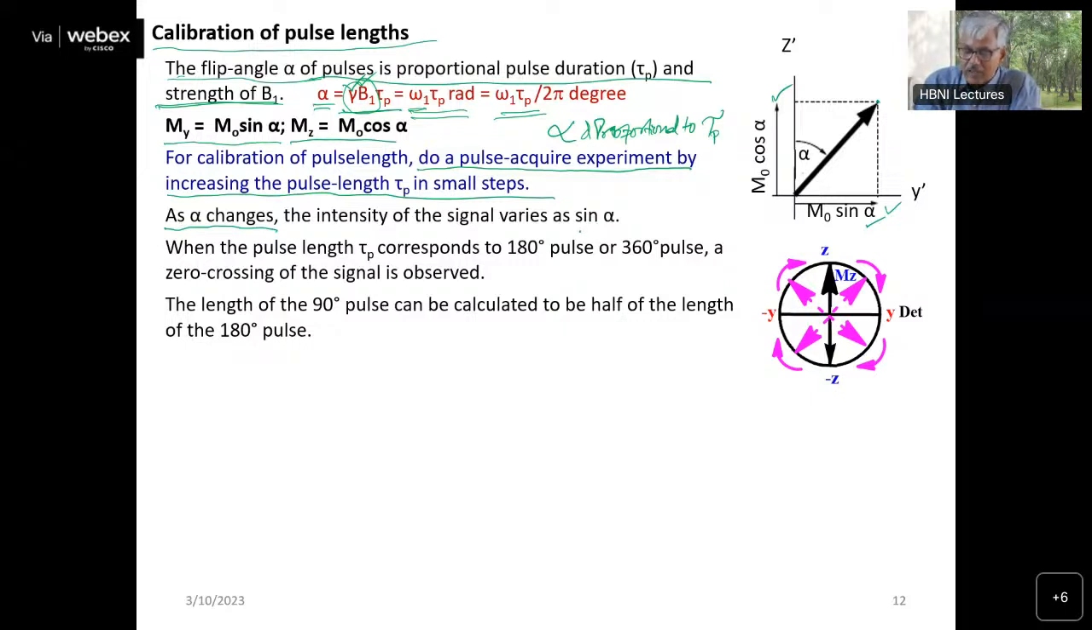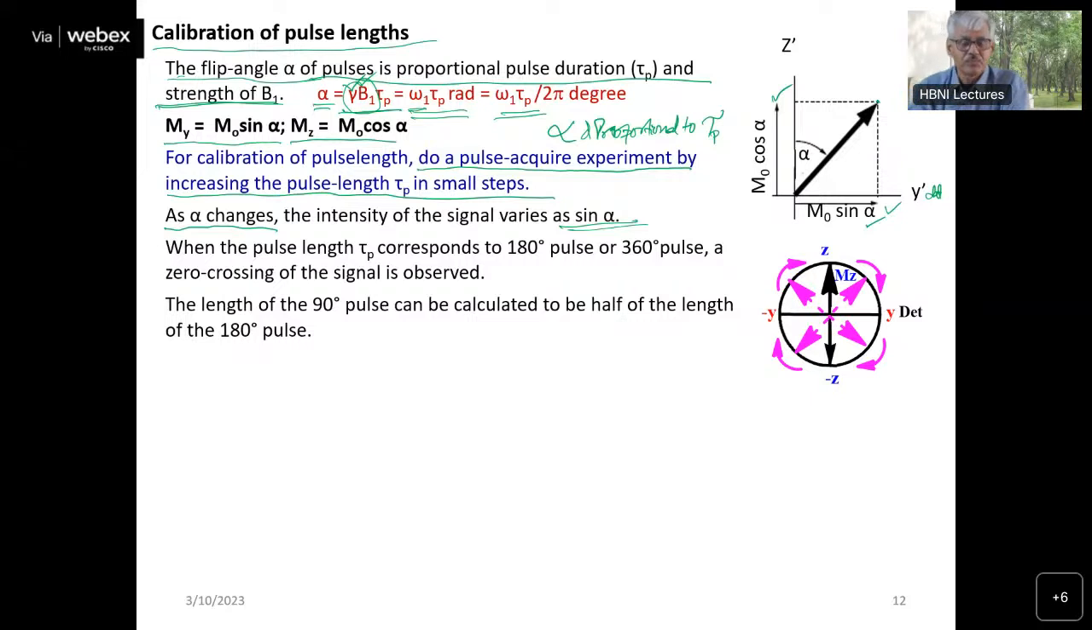So if you change the alpha, that will change the value of sin alpha. Sin alpha means automatically the Y component magnetization. Y component magnetization means you have the detector here, so the detector signal will change. The detector signal can be positive. Because it is in the positive direction, it will give you a positive signal.